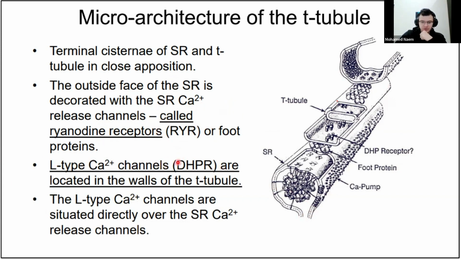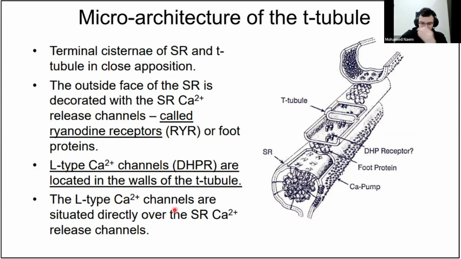Let's start with the DHPR one. The DHPR is located on the T-tubule. So this is the T-tubule, and this is the DHPR receptor, or the DHP receptor. It's located on the T-tubule. It's an L-type calcium channel. Tala, less than an hour ago, explained every single type of channel, so I expect you guys to be good with that.